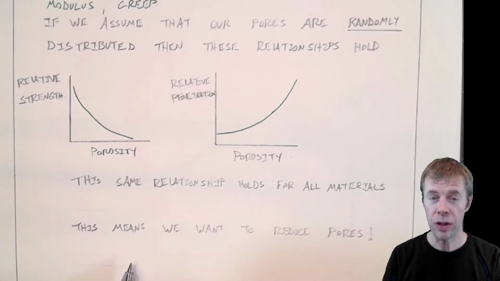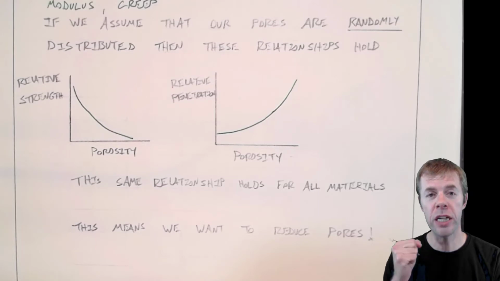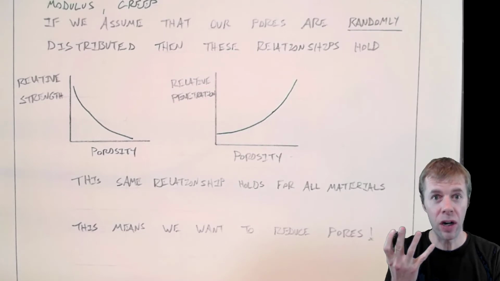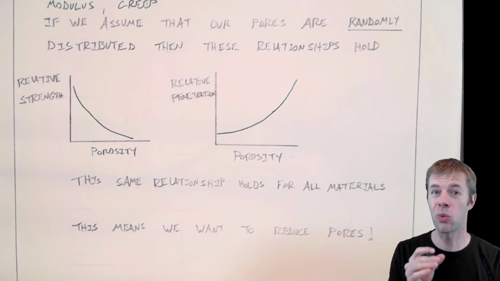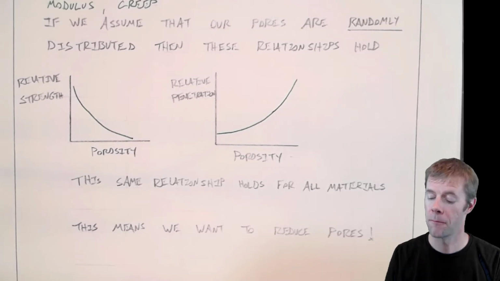And this means that we want to reduce pores. That is a critical thing. That's something we need to shoot for in all of our materials. Pores do not help us much. Air is not very strong. But remember, when we talk about freeze-thaw durability, we do need some pores, the right size of pores, and the right distribution of pores. Okay?